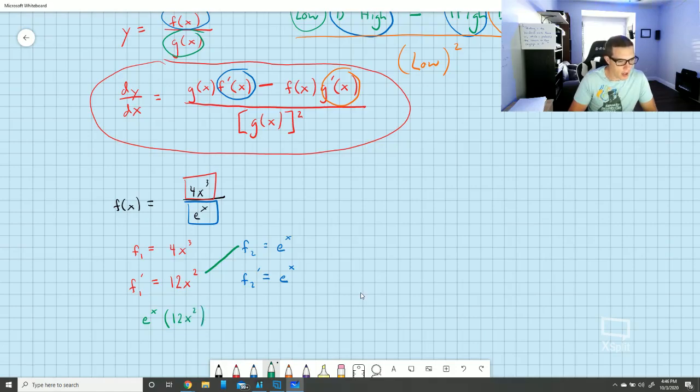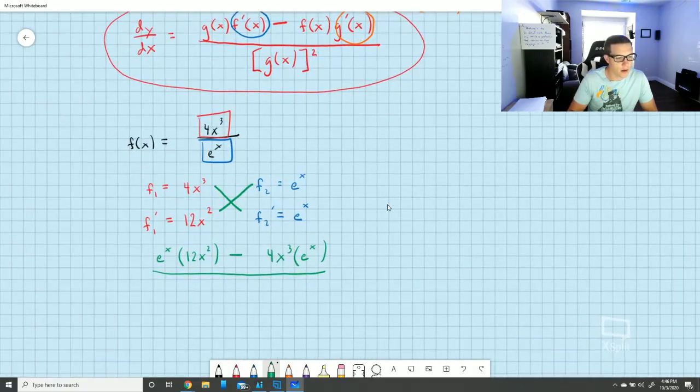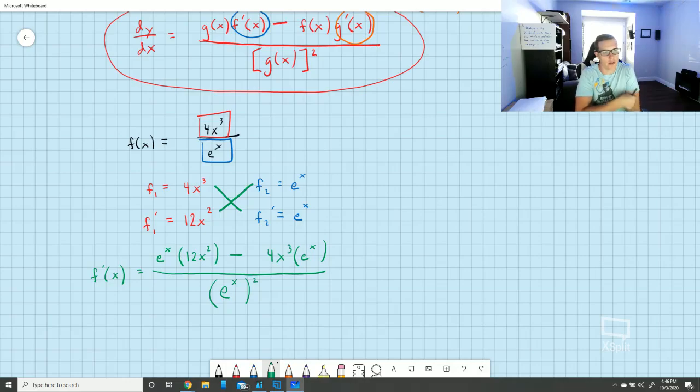Low d high minus high d low, all over the bottom one squared. All over e to the x squared, which is the derivative. And I'll take that for now. You can definitely simplify this. Look, we have e to the x's in all of our terms, so we could reduce everything by an e to the x. We could do a lot of things, but that's fine for now. You can leave it just like that. Okay, and that is the crazy derivative function for this quotient function.